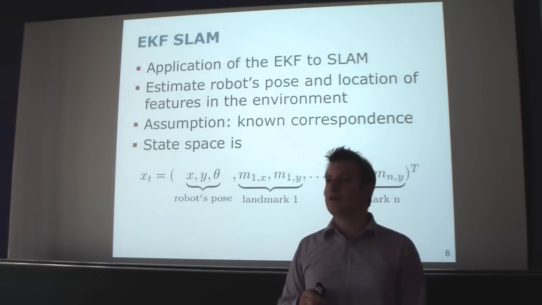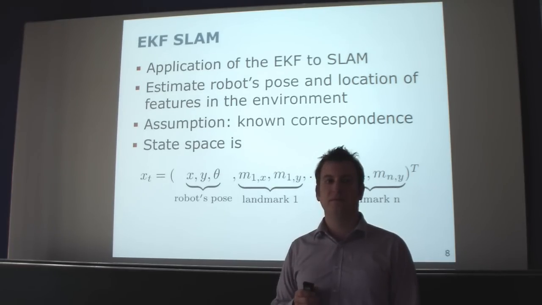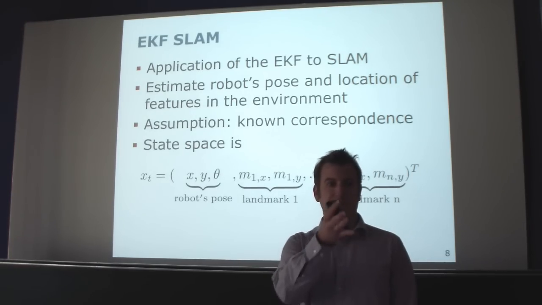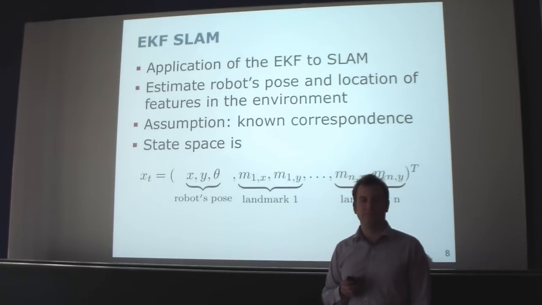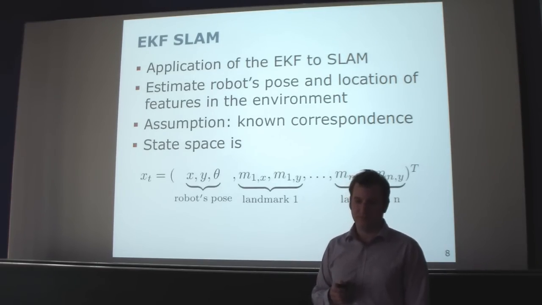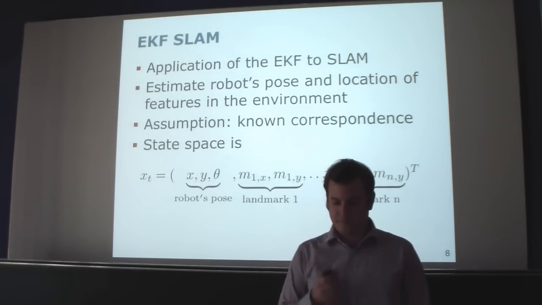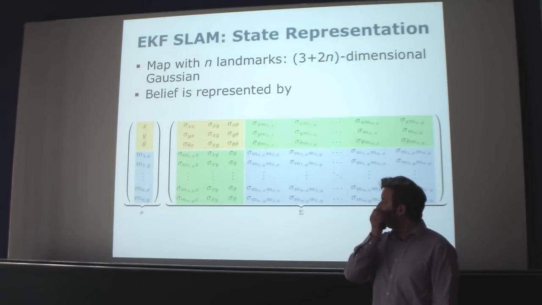How does the covariance matrix look if this is my state? First three are the x, y, theta position of your robot, and then there is a part which is the correlation between different landmarks, and the diagonal is the uncertainty about different landmarks and the position and the theta. Exactly. So it should look something like this.